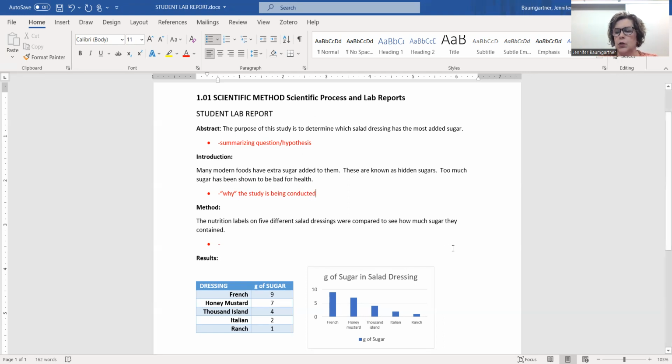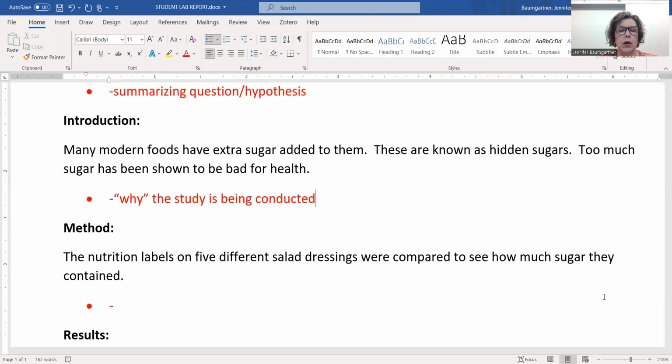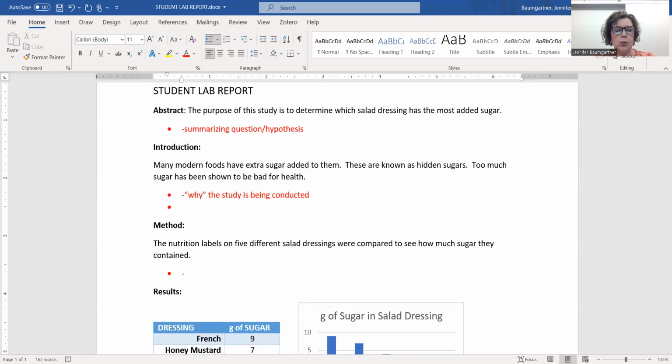I'm going to zoom this screen in just a little bit, make it a little easier to read. The introduction can also provide background information, like definitions for terms that might be unfamiliar. So if you're doing a lab on pH, maybe your reader wouldn't know what pH is. So that's the purpose of the introduction. And again, it may or may not be there.